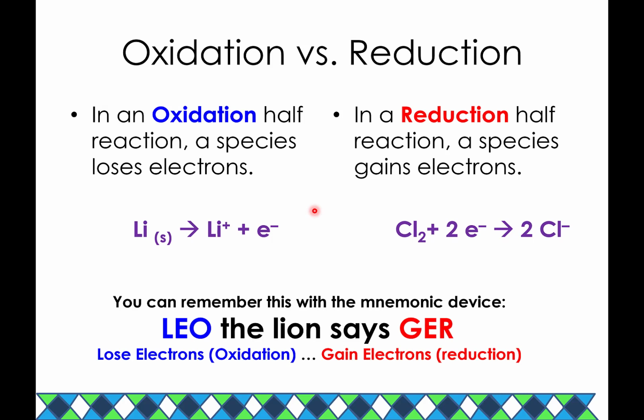You might be familiar with the mnemonic device, Leo the lion says grr. This is a mnemonic device to help you remember the difference between oxidation and reduction. So Leo, lose electron, is oxidation, and grr, gaining electrons, is reduction. There's also another mnemonic device that you'll sometimes see, oil rig. So for oil rig, oxidation is loss, reduction is gain.